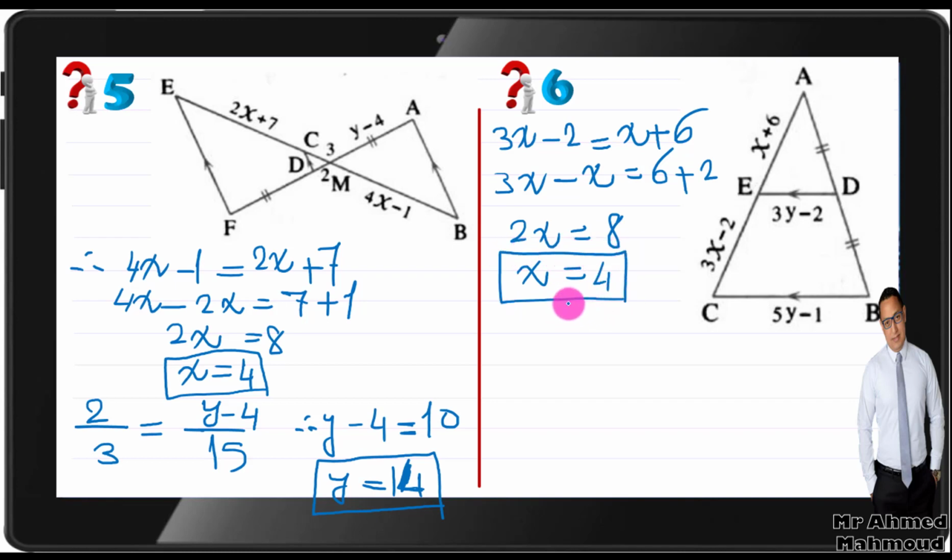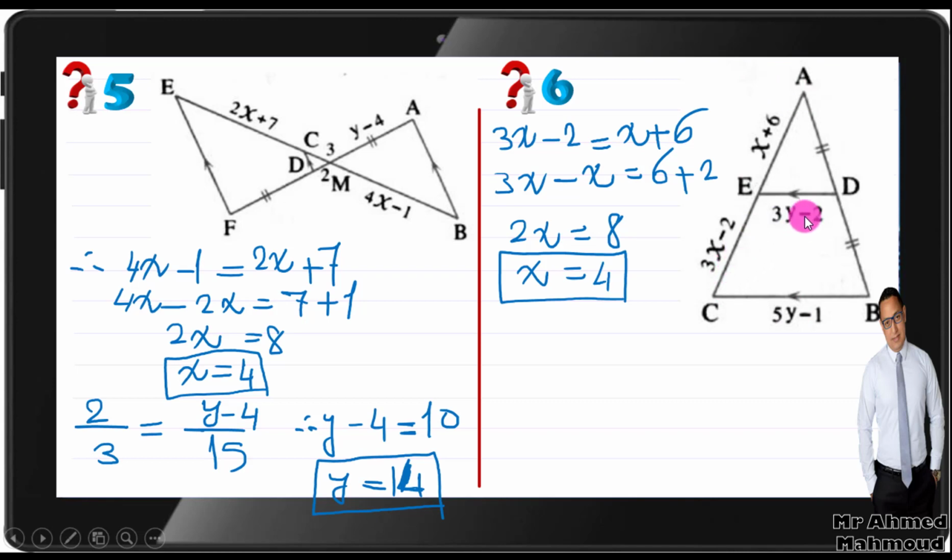Okay. Now there is a common mistake. What is this common mistake? Some of the students take 3y minus 2 over 5y minus 1 equal x plus 6 over 3x minus 2, and this is a fatal mistake. Here, 3y minus 2 or ED over BC equals AE over AC. Again, this is from the similarity of the two triangles. Again, ED over BC equals AE over AC, but actually I'm going to solve it another way.